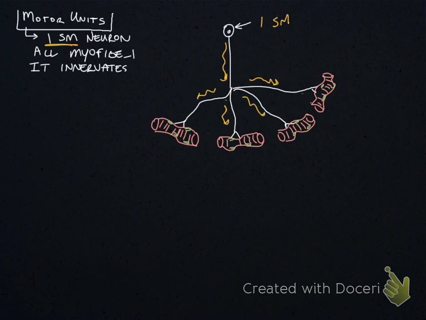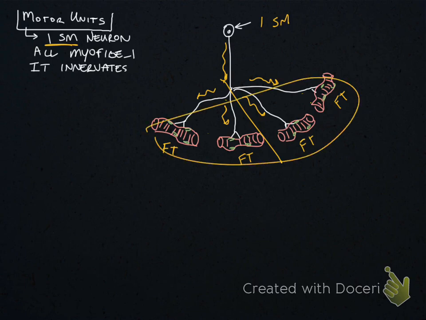But all of these muscle fibers have to be either all fast twitch or all slow twitch. They can't be just fast twitch, slow twitch, fast twitch, slow twitch. They all have to be the same fiber type. Motor units, remember, are stimulated in an all or none fashion. So I can't just stimulate like half of these and then the other half. It's all at once. Okay.